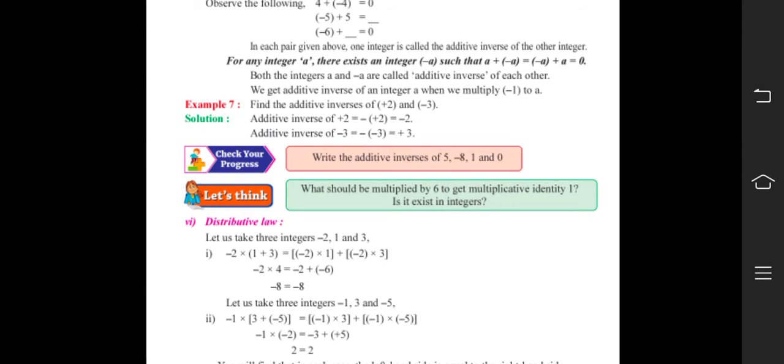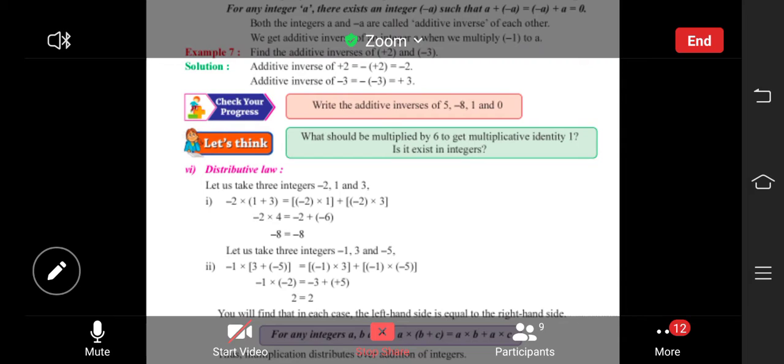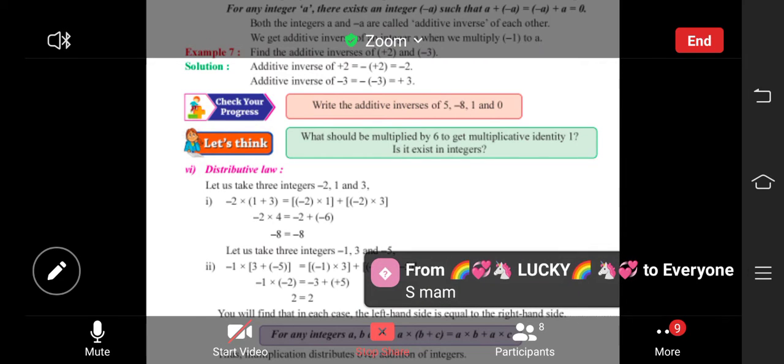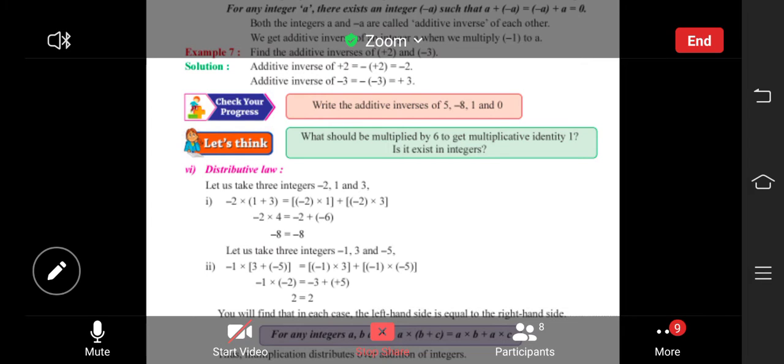Next, green box, let's see. What should be multiplied by 6 to get the multiplicative identity 1? Does it exist in integers? Which number should be multiplied by 6 to get the multiplicative identity? Is it possible or not? You should find it. No, it is not possible. Why? Because integers have only positive numbers and negative numbers. So it is not possible.